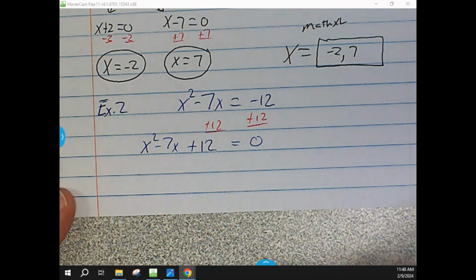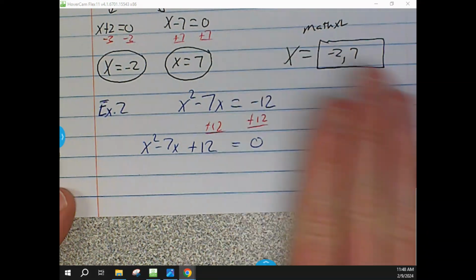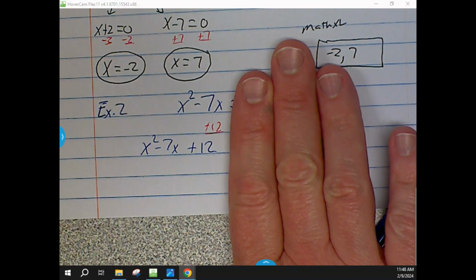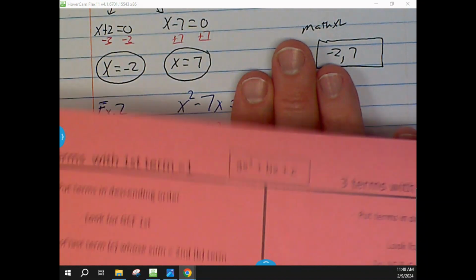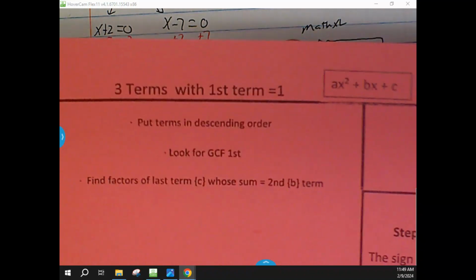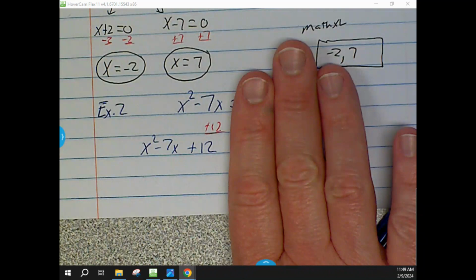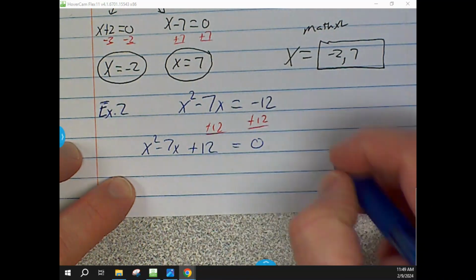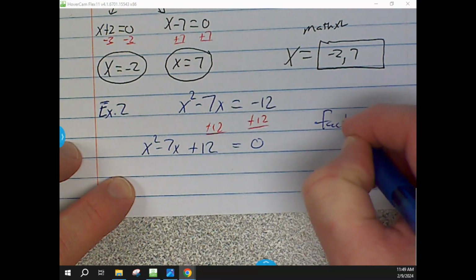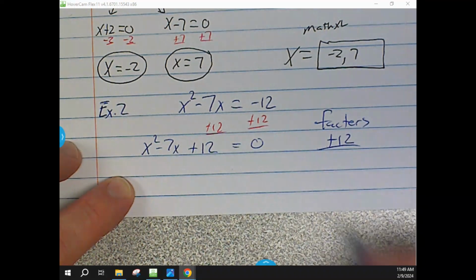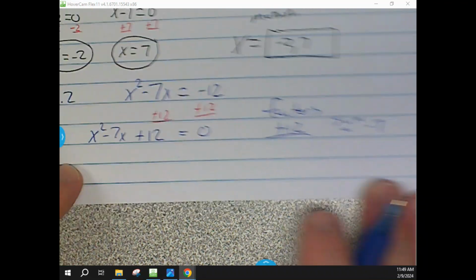And again, once we've got it equal to 0, look at everything that's here. You've got 1, 2, 3 terms, and it's basically like the one above it. The a value is 1, so we're back to this part. We're going to find the factors of the c term whose sum equals the b term. So it's the factors of, put that over here on the side, positive 12, where the sum is going to equal negative 7.